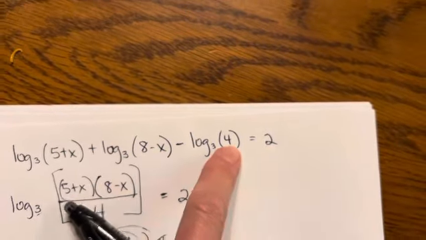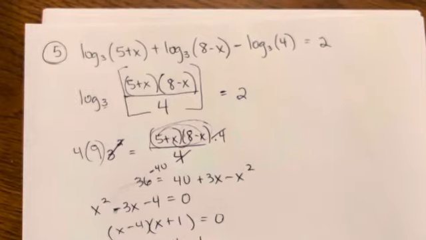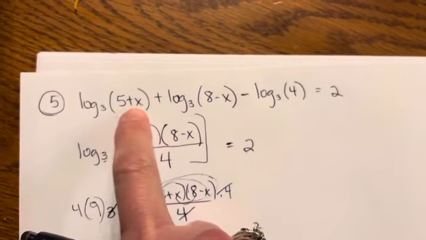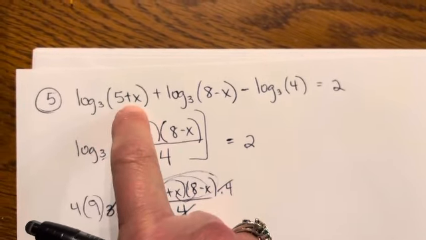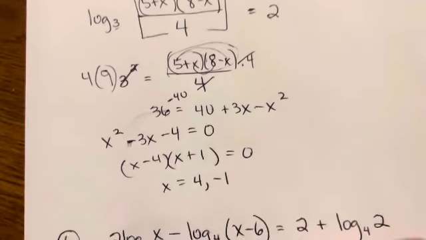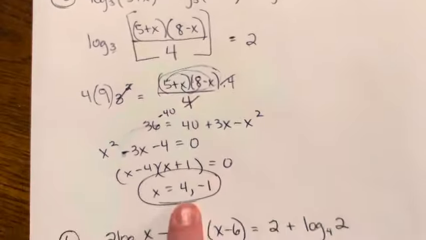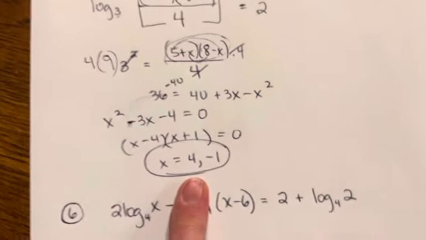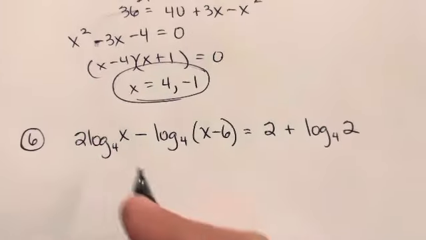8 minus 4 is still positive. So 4 is fine. Try your negative 1. Well, look, even if I put a negative 1 in there, it's going to be positive. So guess what? Yay! They both work. Okay? All right. Last one.